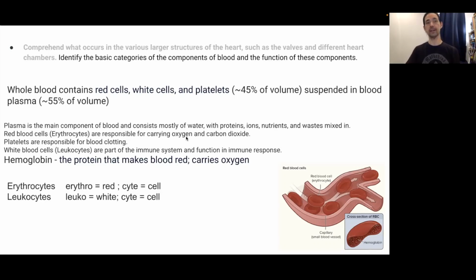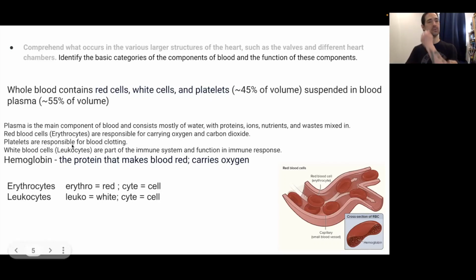They also carry carbon dioxide. Did you know that? I didn't know that. Red blood cells carry oxygen and carbon dioxide. That's the function of red blood cells. They definitely want you to know that, or to base your answering of questions on that foundational piece of knowledge.